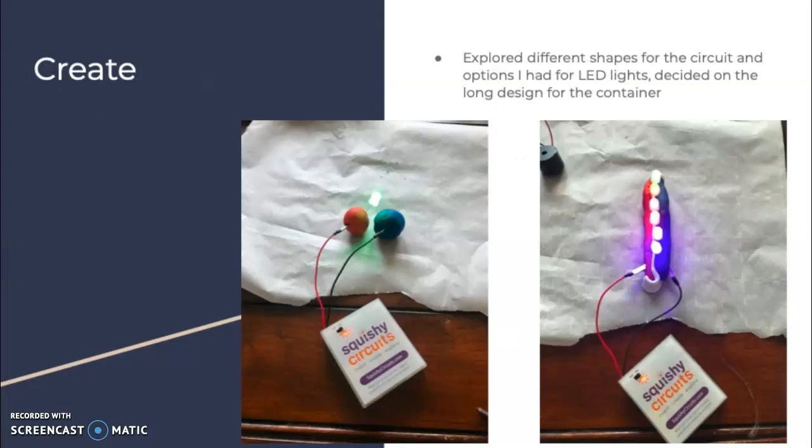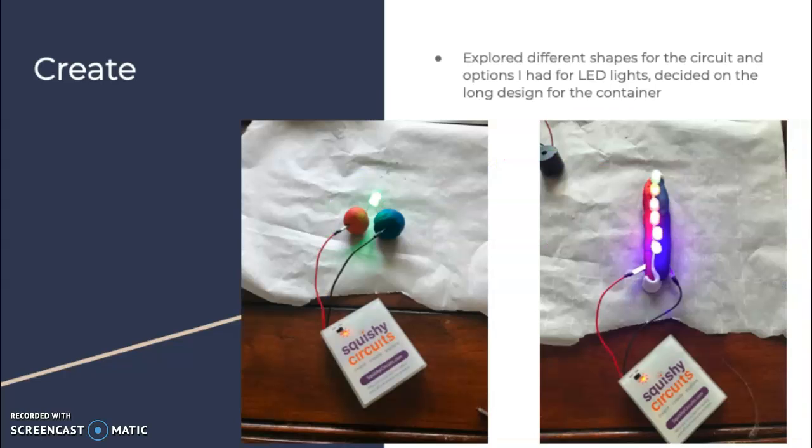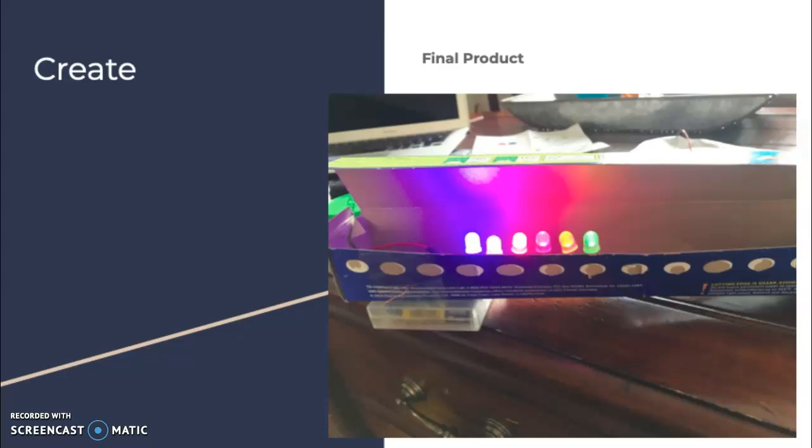In my create step, I explored some different shapes for my circuit and options that I had, so maybe a circular circuit, but I ended up going with a more horizontal line so that it could fit into the container that I had previously thought of. And here was the final product that I created. So the battery pack, as you can see, is taped onto the bottom of that parchment paper cardboard box, and my light circuit that was shown in this photograph is stuck in there with the wires coming in through the side.